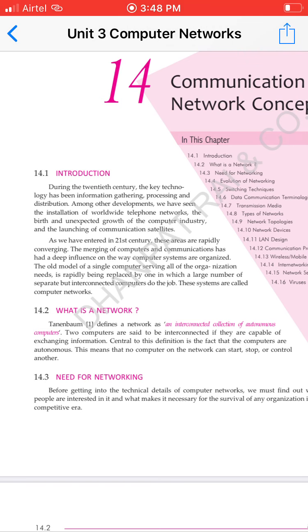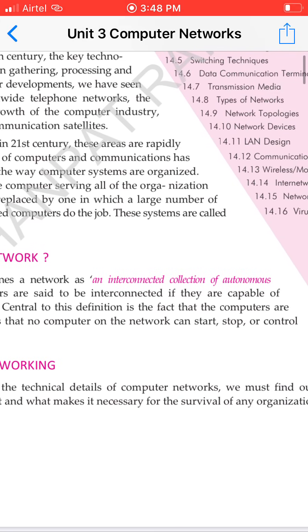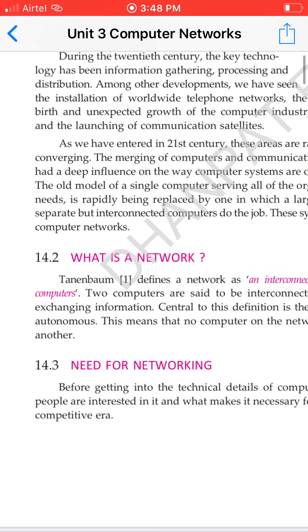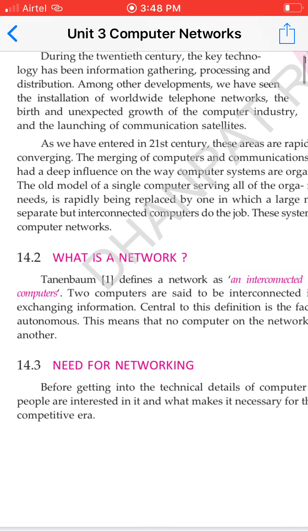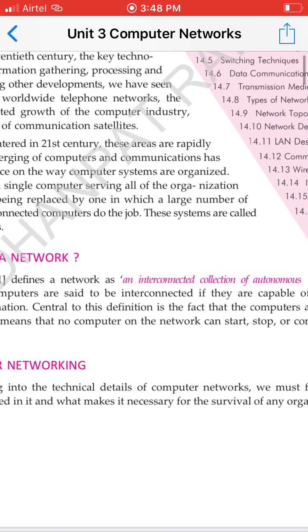First of all, the definition. According to A.S. Tenenbaum, this is the written definition. You have to learn this line for good marks. An interconnected collection of autonomous computers. First of all, for a network, you need computers. Means more than one computer will make a network. A single computer cannot make a network.